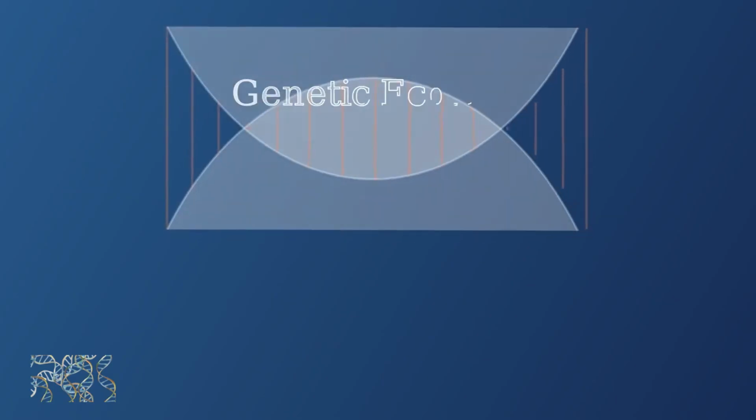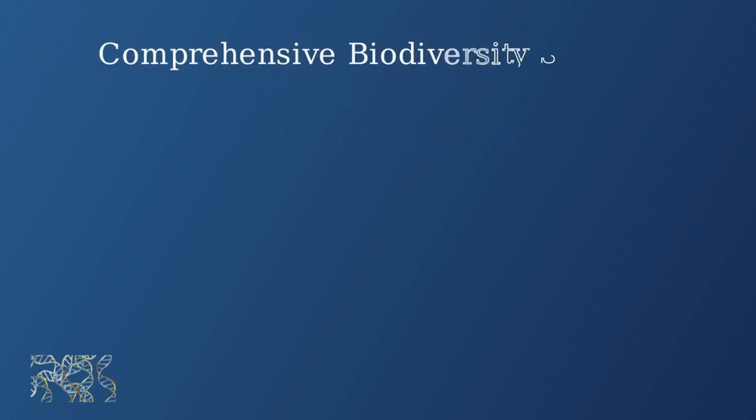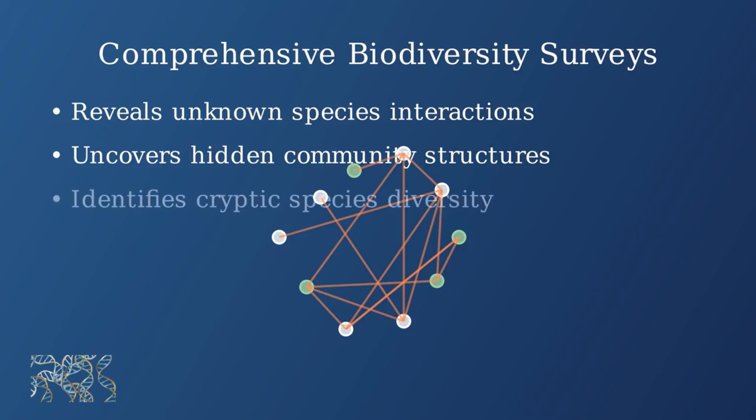Genetic ecology integrates DNA barcoding with ecological research to understand ecosystem dynamics and biodiversity patterns. By using barcoding techniques, researchers can conduct comprehensive biodiversity surveys that reveal previously unknown species interactions and community structures. This approach has uncovered thousands of cryptic species, organisms that look identical but are genetically distinct.